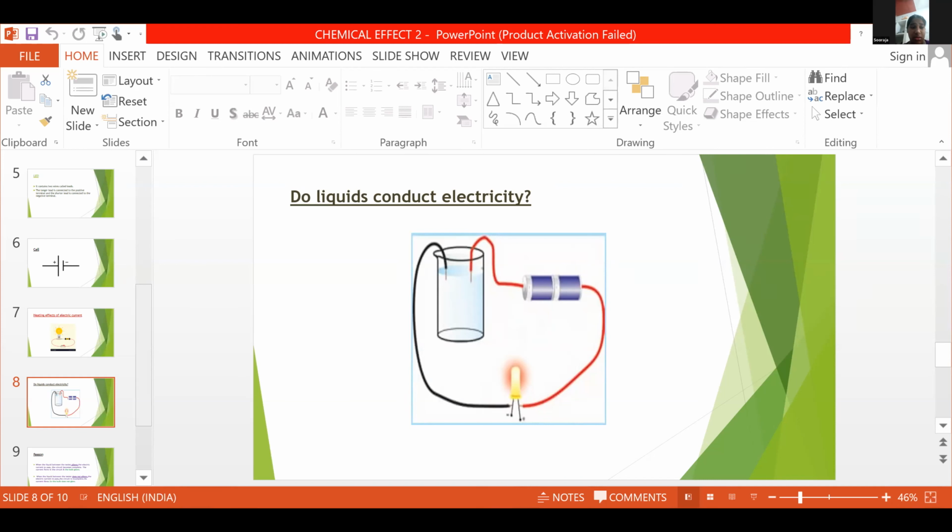Mercury. Mercury, then any other liquid? Oil. Gopika? Any other liquid? Which Gopika? Can you hear me? Ma'am, which Gopika? Two Gopikas are there. Okay. Gopika Parvati. Say any liquid.